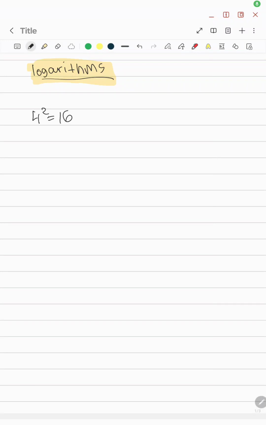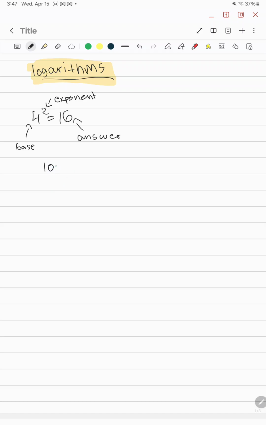Called logarithms. And yes, this might seem complicated, but trust me, it's really easy once you learn the concept. So let's say we have the exponent 4 squared equals 16. Okay, we know that 4 is the base, 2 is the exponent, and 16 is the answer. What logarithms is doing is essentially just rewriting this. And no, it's not square roots, but it's a different way.